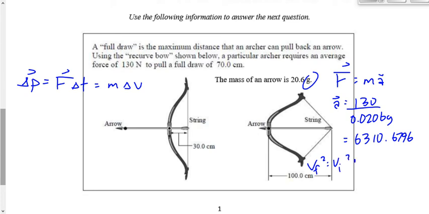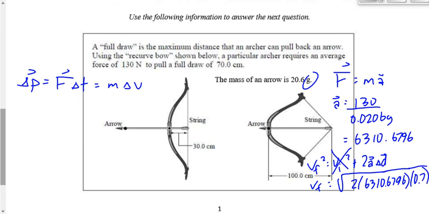VF squared is equal to VI squared plus 2AD. VI would presumably be 0, right? VF would be the square root of 2 times 6310.6796 times the displacement of 70 centimeters, 0.7. Kenny, do you have the number there for VF? Okay, I think that might have been the impulse here. But, so 2 times 6300 times 0.7. Let's square root that. 93.99.